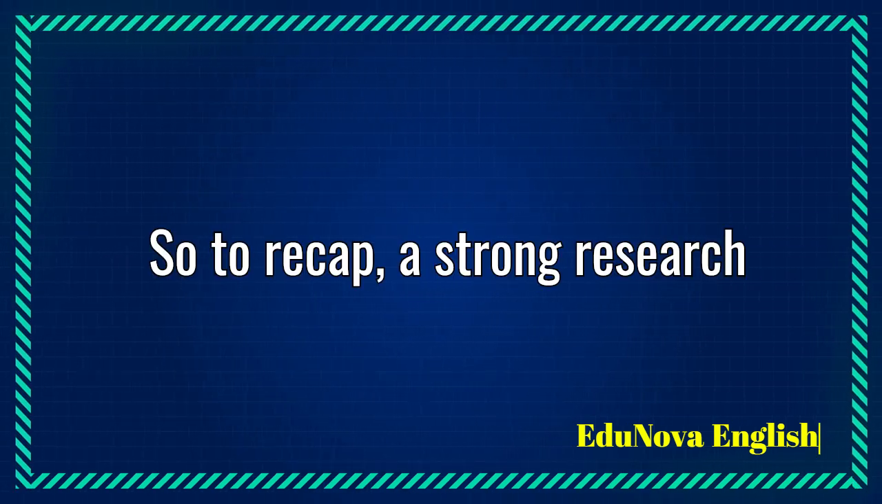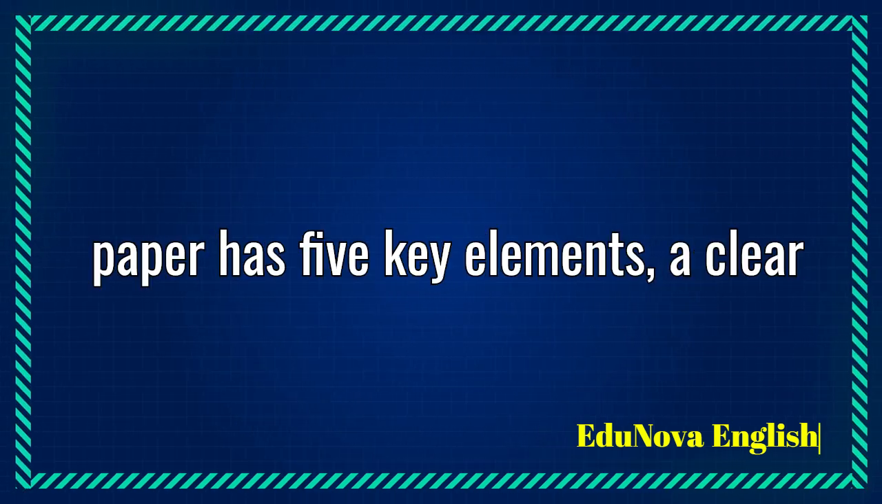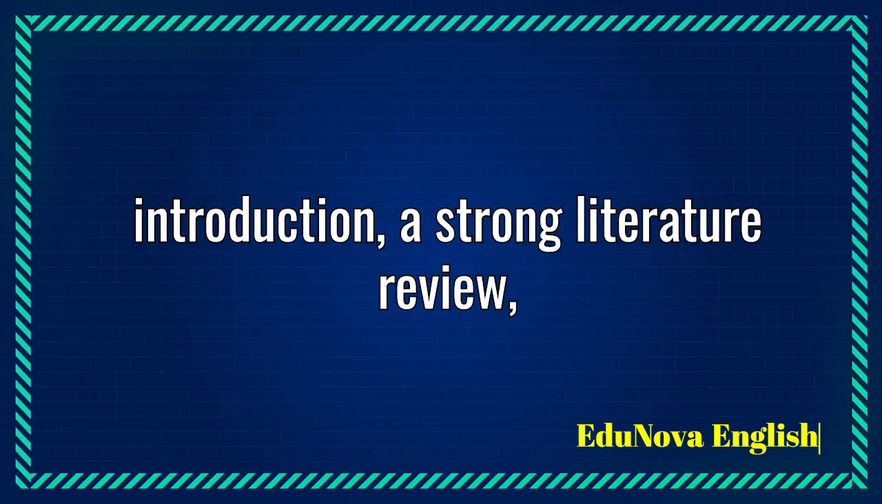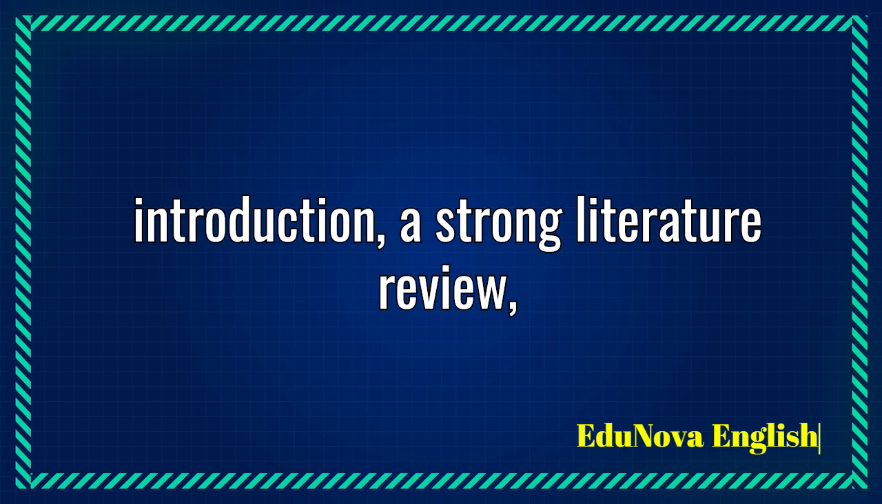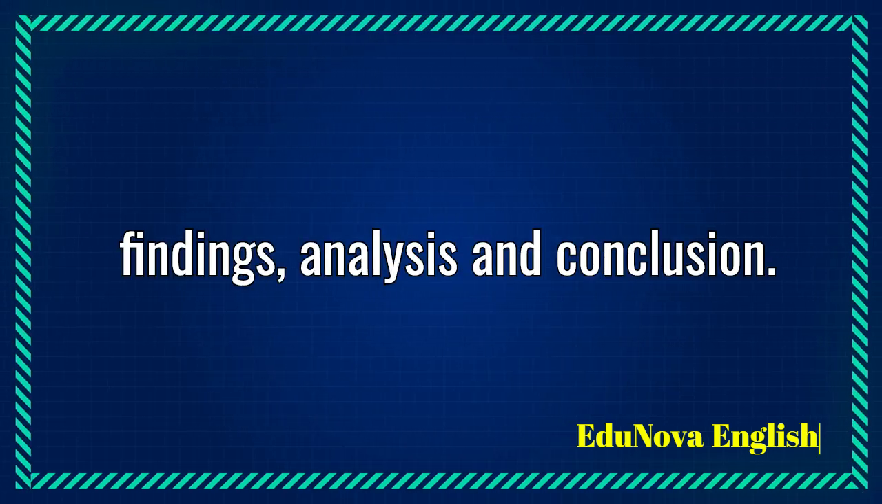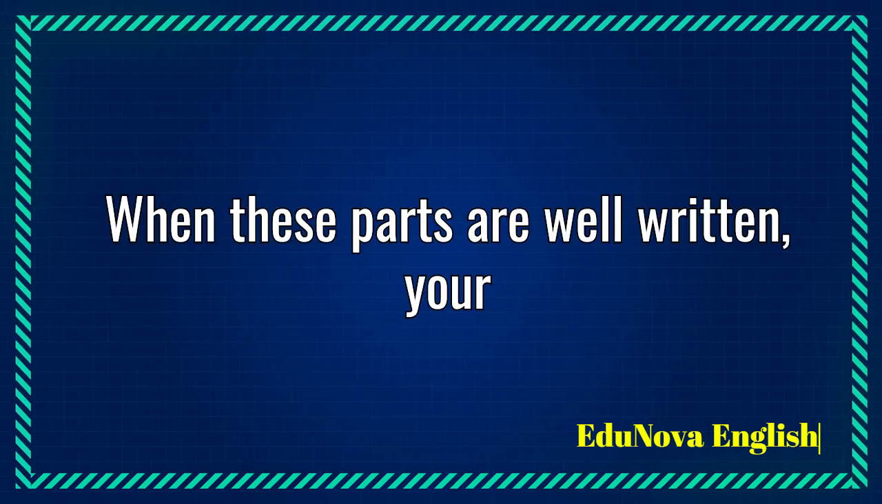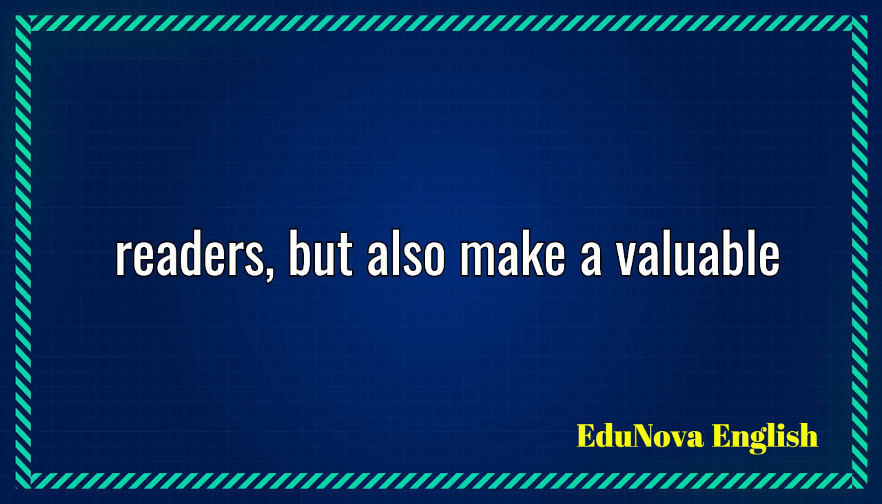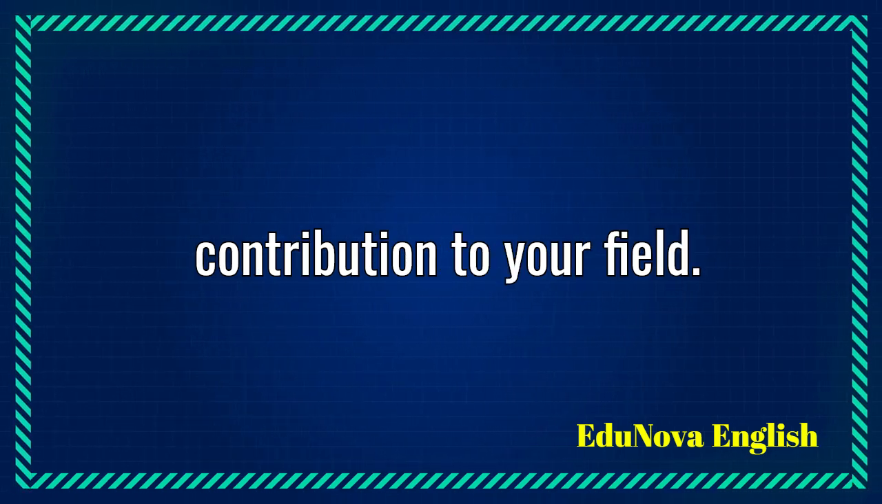So, to recap, a strong research paper has 5 key elements: a clear title and abstract, a well-defined introduction, a strong literature review, a detailed methodology, and clear findings, analysis, and conclusion. When these parts are well written, your research paper will not only impress your readers, but also make a valuable contribution to your field.